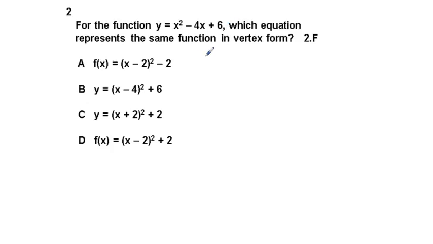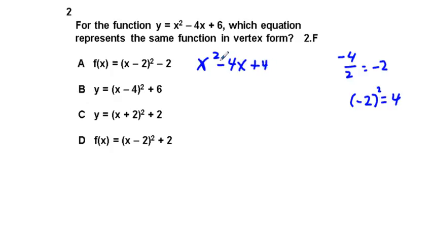To do that, if we have x squared minus 4x, what we have to add to make a perfect square is you take half of this coefficient, which is negative 4, divided by 2, which equals negative 2. And if we square that, negative 2 squared, we get 4. So if we add 4, we have a perfect square right here.